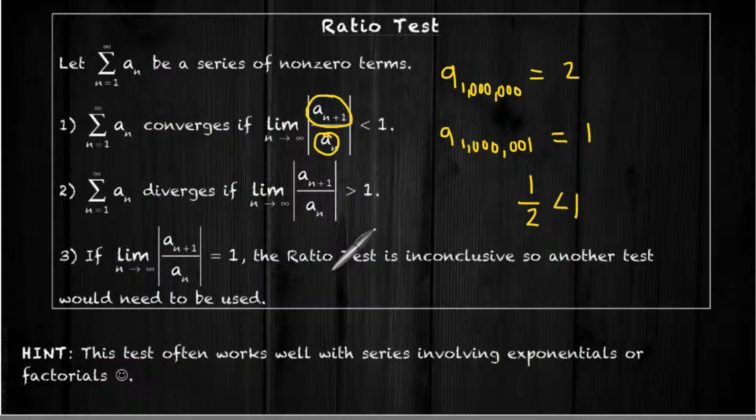Now, the important thing about this test is not necessarily understanding all of this, but knowing when you should use the ratio test. The ratio test is best used when you have a series that involves exponentials or factorials. So if you have a simple series that involves exponential functions or factorials, this test is a good, simple, and easy test to use.